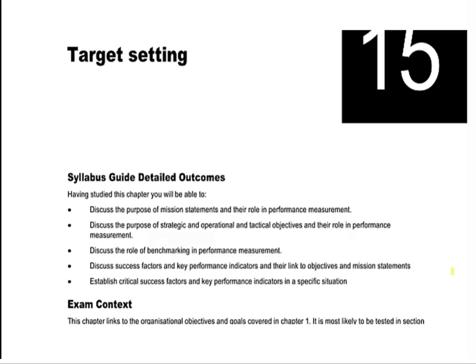And in this chapter, we're going to be looking at the sorts of targets that companies might set and how these are related to performance measurement. So we're going to be having a look at mission statements and different types of objectives, as well as starting to think about ways of appraising performance.